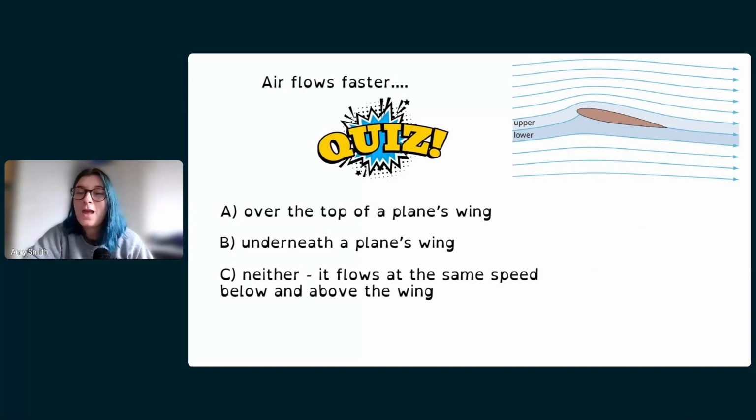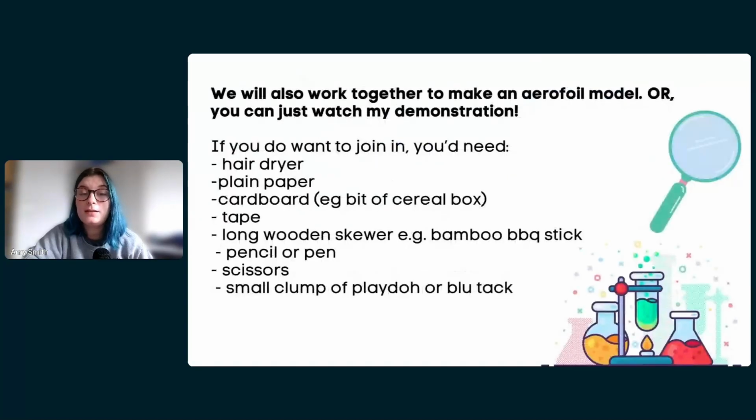Okay, so the answer was A, over the top of a plane's wing. So basically the air, remember, should be moving faster over the top and slower underneath. Okay, so let's have a go then at making this model aerofoil.